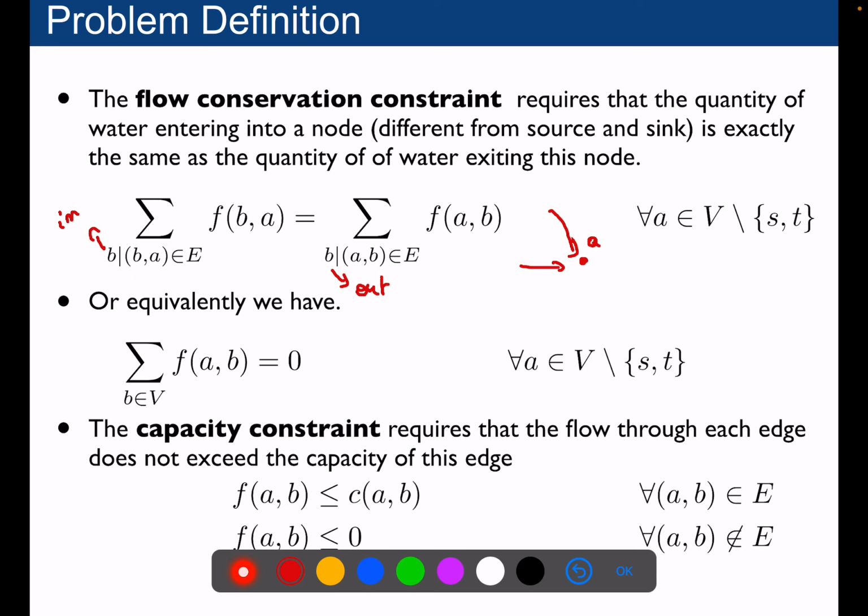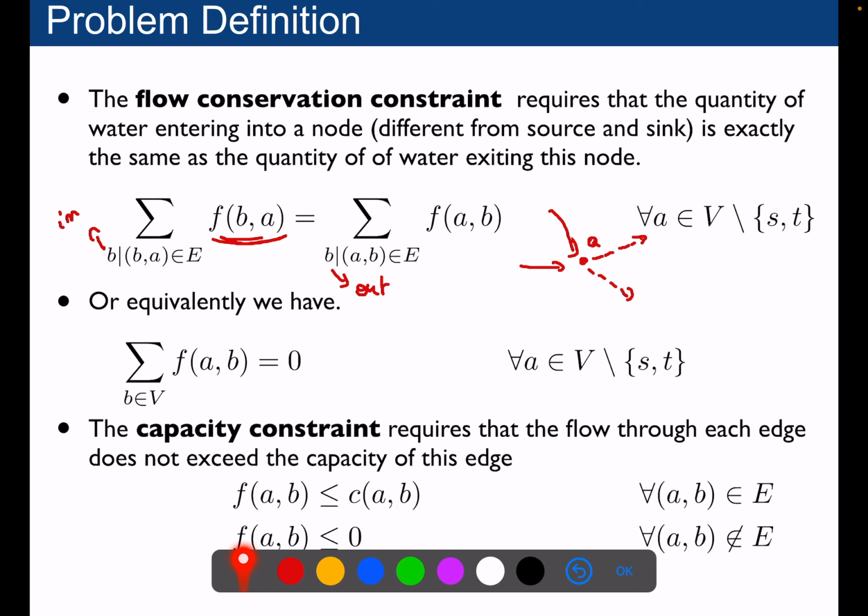What enters inside the node A is equal to the amount of flow going out of node A, denoted here. Or equivalently, we can write it like this. And the capacity constraint requires that you do not exceed the capacity that was specified and fixed in your problem. So the flow of AB must be less than the capacity of AB.